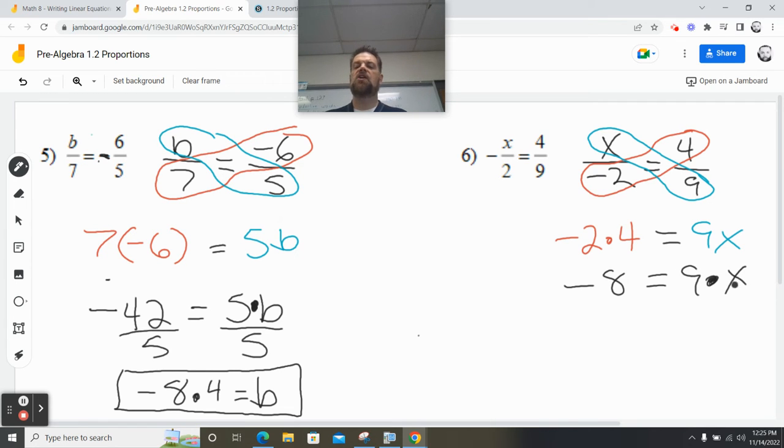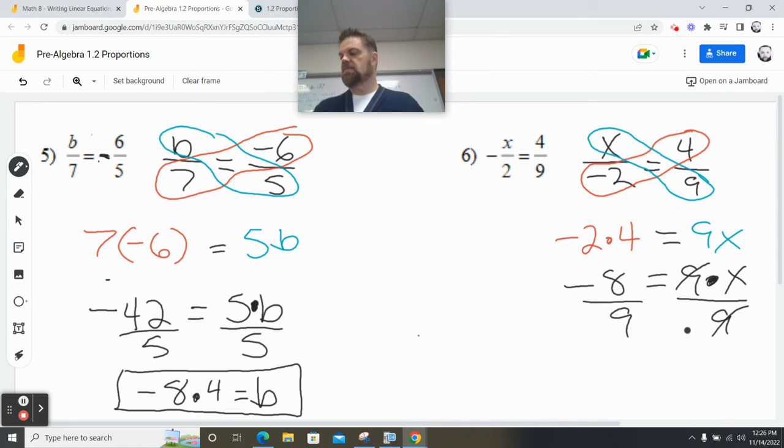Since 9 is being multiplied by x, what do I got to do to move the 9 away from the x? Divide by 9. Now, you may have been taught the bat and ball method. How many of you guys ever heard that before, the bat and ball method? Nobody? Okay, good. Then I don't have to unprogram you. Bat and ball method works perfect for these types of problems. But when you go to do rational expressions and proportions in like Algebra 1 or Algebra 2, the bat and ball method is very confusing. This is the best way to do this, okay?